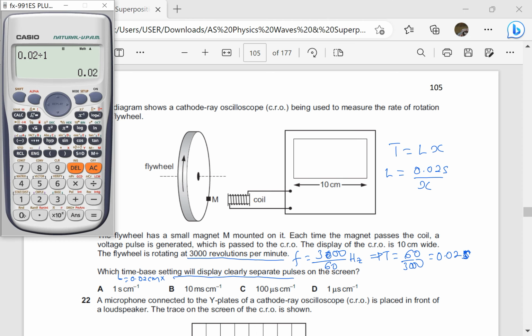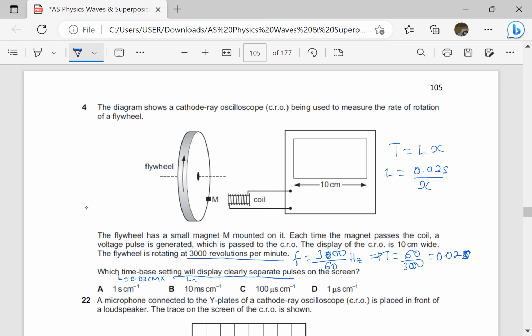Using the same formula, the period is 0.02 seconds. Divide by 10 exponent -3. So this gives us 2 centimeters. So this one gives us L as 2 centimeters. 2 centimeters can easily be seen on the screen, and it means we can have pulses which are separated by 2 centimeters. Let's check the third one also.